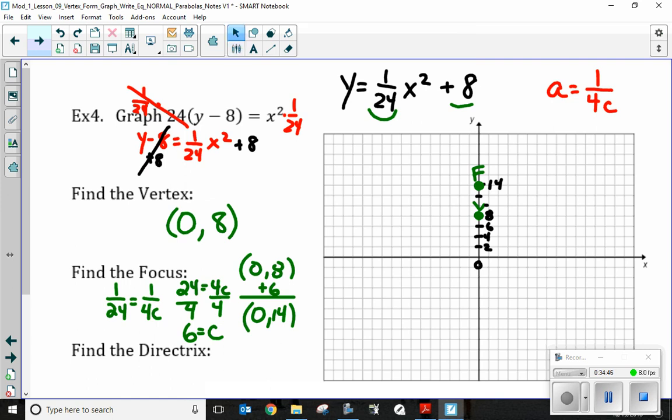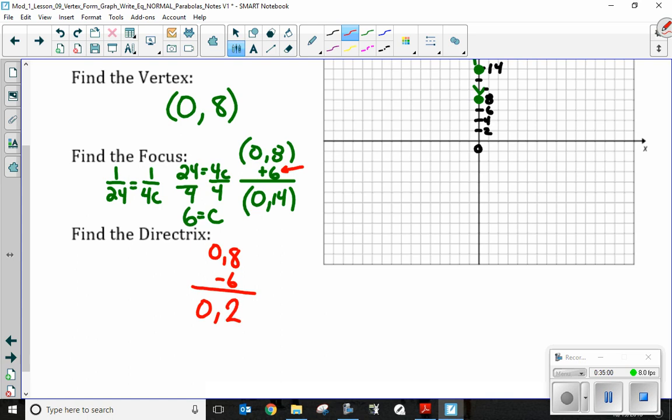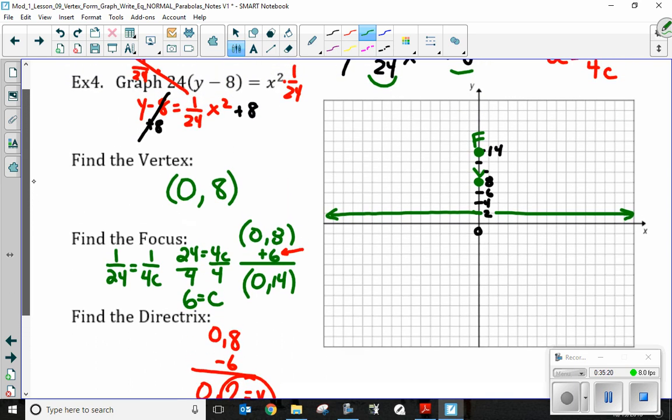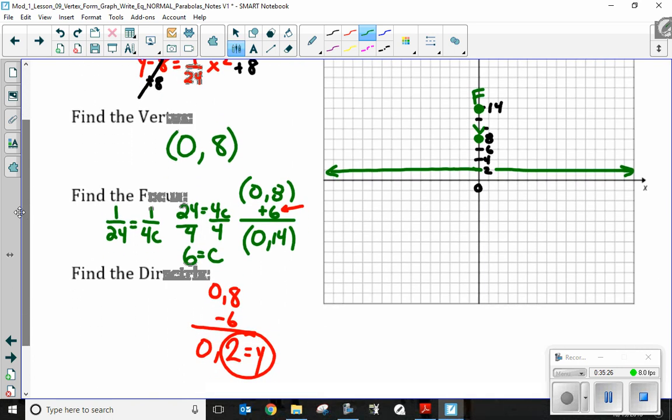Now my directrix. If I went up 6 from my vertex, which was 0, 8, to go to my focus, I have to go down 6 to get my directrix. But we know that is a line, so I only want the y value, and that's at positive 2. All right, so let's take our green marker, and here's 2 right here. So that's my directrix right there. I mean, this gets easier and easier every time you do it. The only exception here is we had to get the y by itself. I get that, okay? A little bit of algebra. You should be good at that at this point.